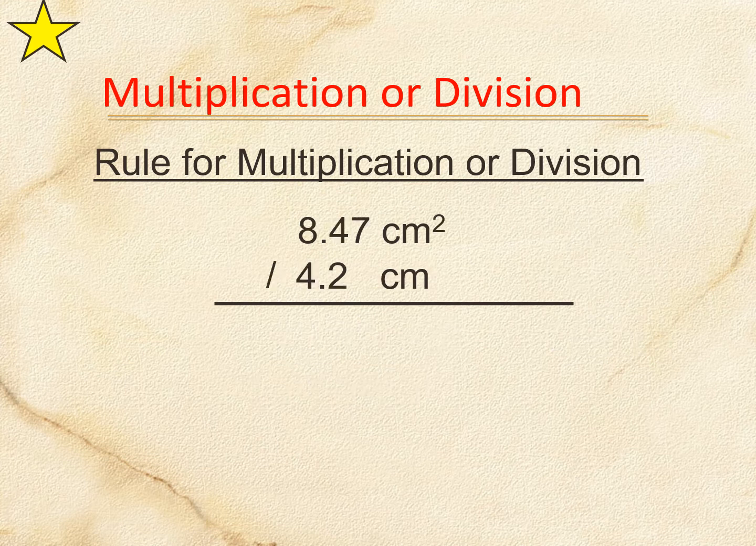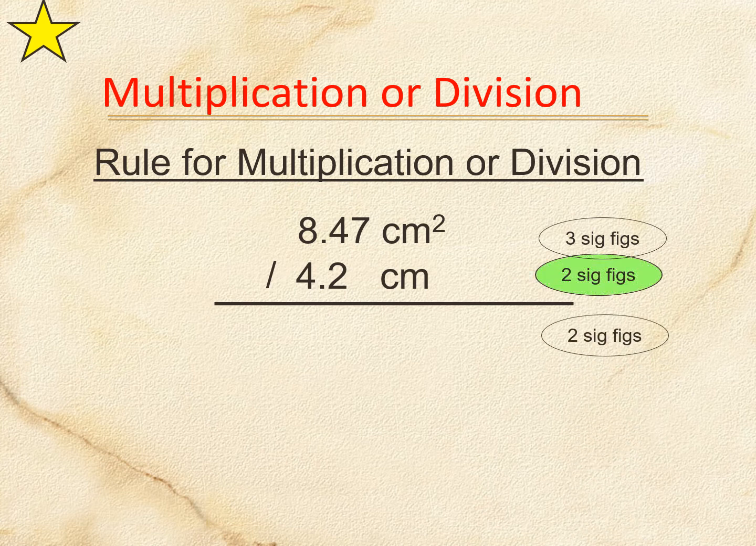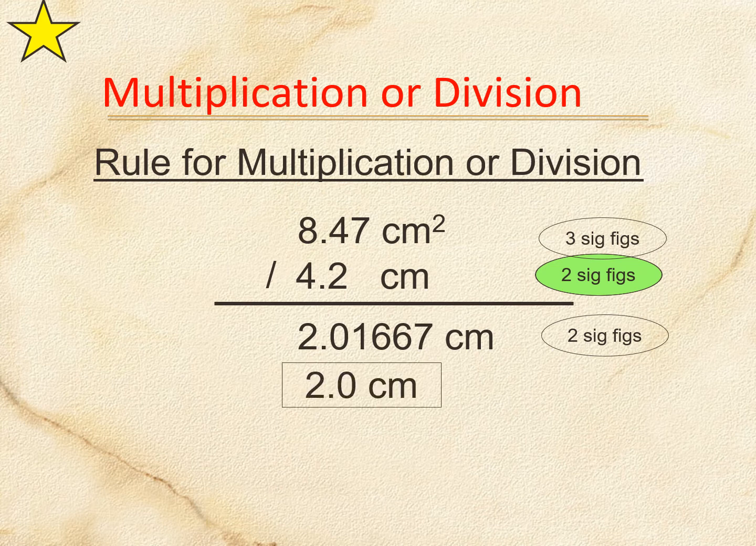8.47 centimeters squared divided by 4.2. 3 sig figs, 2 sig figs. Answer can only be 2 sig figs. So when you divide, you get that big number. Again, these are all rules that help you determine what you need to provide an answer. So without asking how many numbers do I need, how many decimal places, you know it needs to be 2 sig figs. In this case, 2.0 centimeters.